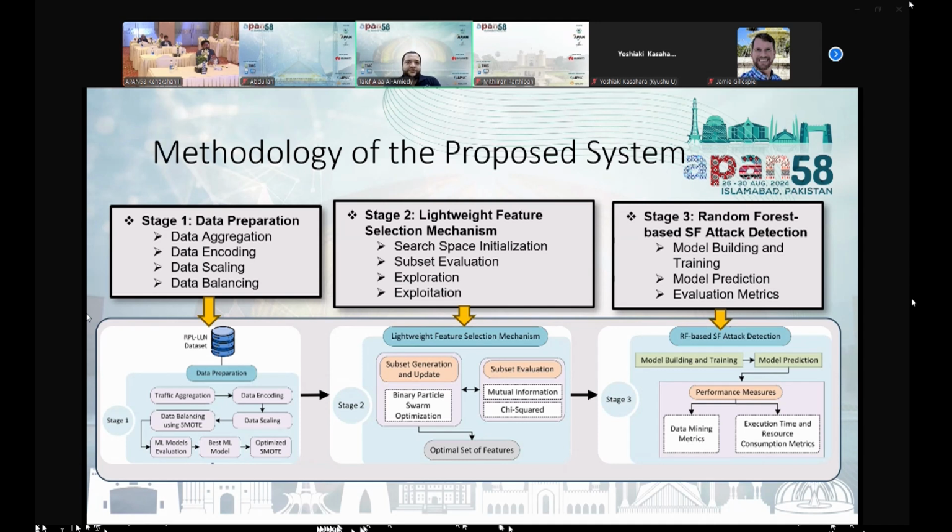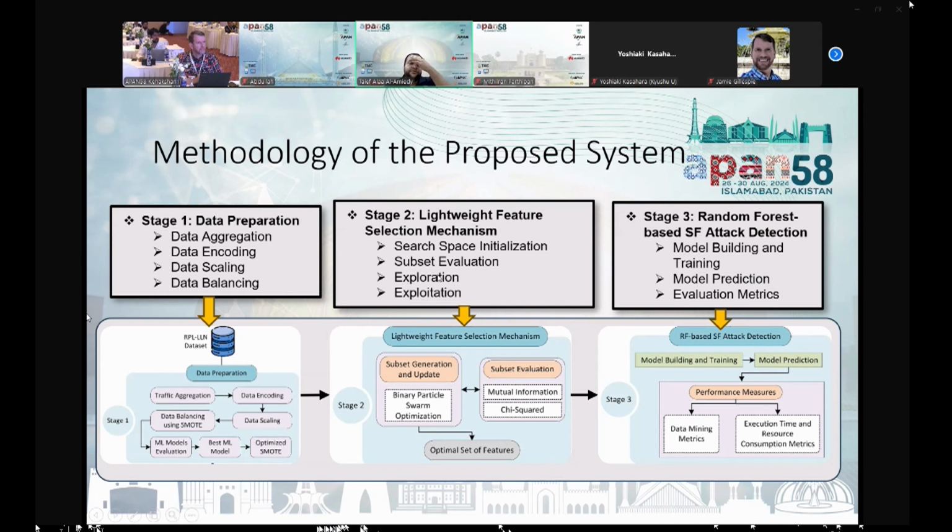Here we can see the methodology of the proposed approach. Our methodology is composed of three main stages. The first stage is data preparation. The main aim of this stage is to prepare the data for the second stage, where the lightweight feature selection algorithm is conducted. And lastly, we have the random forest-based evaluation of the selected features from the second stage. As we can see in the figure below, data preparation has several steps, starting with traffic aggregation, data encoding, data balancing, data scaling, and lastly the machine learning evaluation.